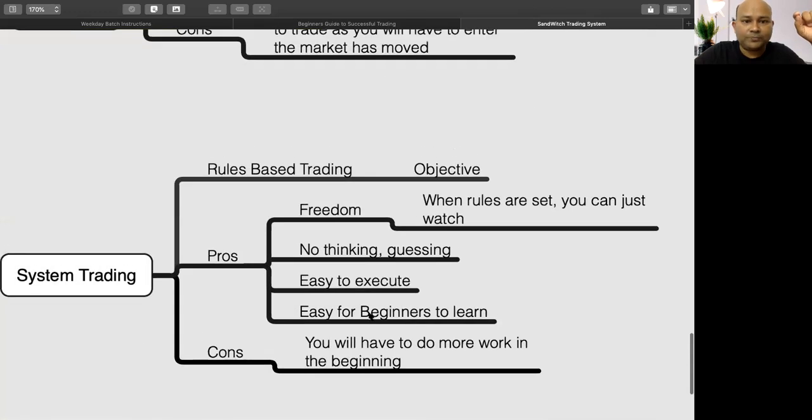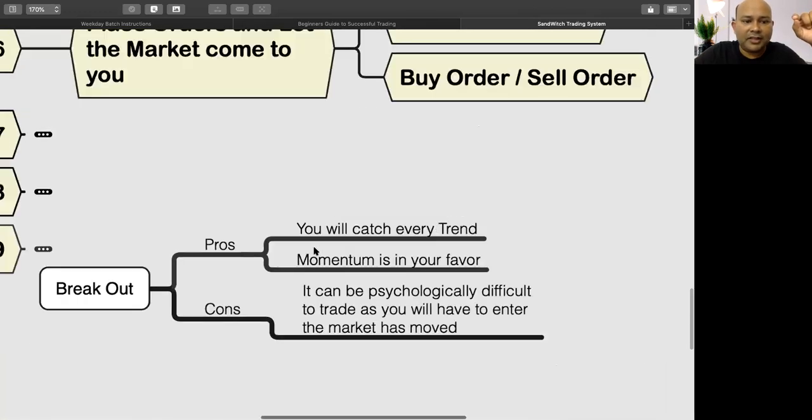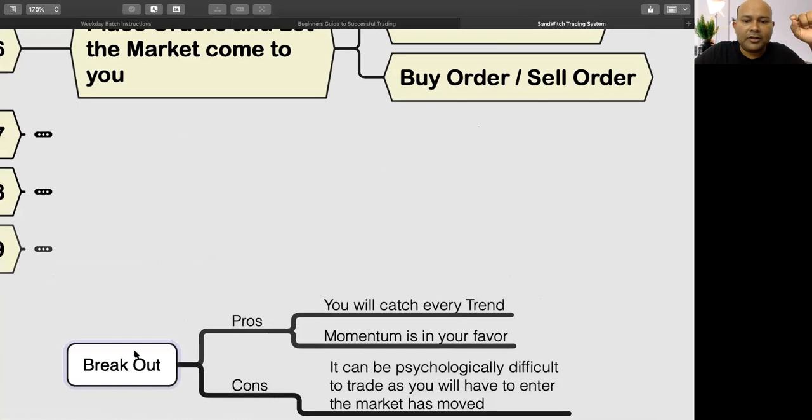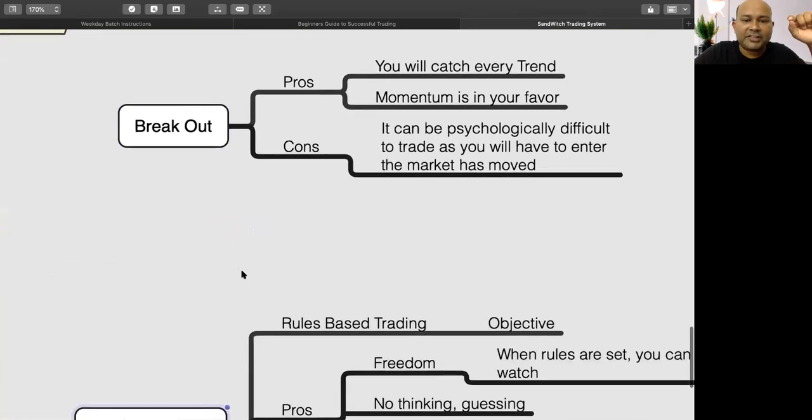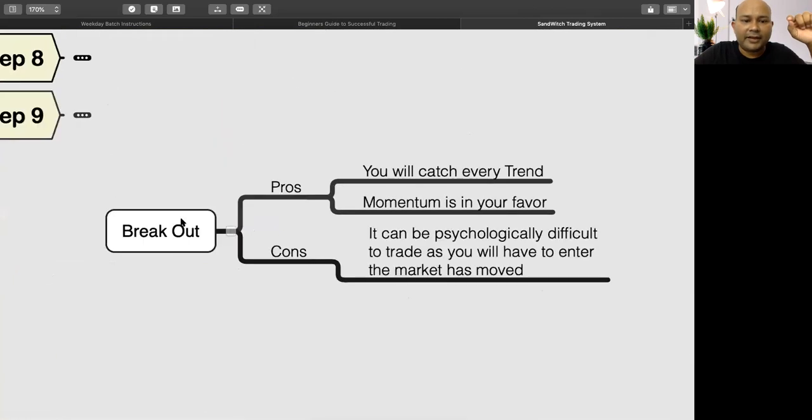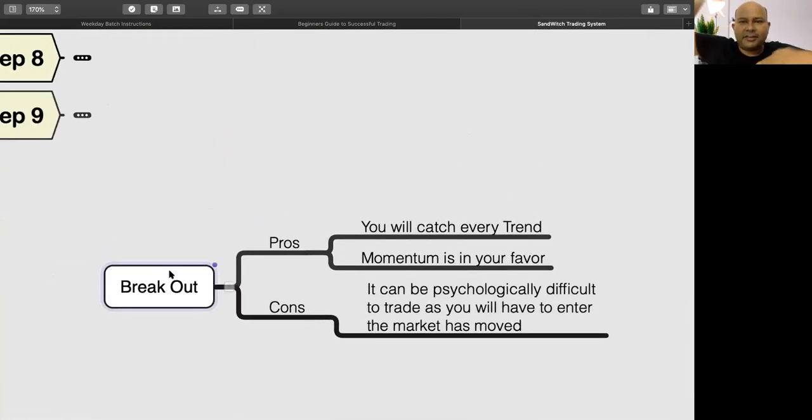Look at this now. What are the pros and cons of a breakout? You will catch every trend. As soon as the trend starts, you will already be there in the trend. Unless it's the first candle. When I say first candle, it is 9:15 to 10:15, whatever is the form. That is very big. But even then, after that, if the trend catches, you will be there in the momentum. You will catch every trend. Momentum is in your favor.